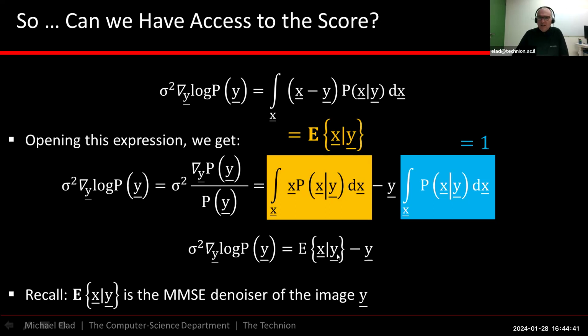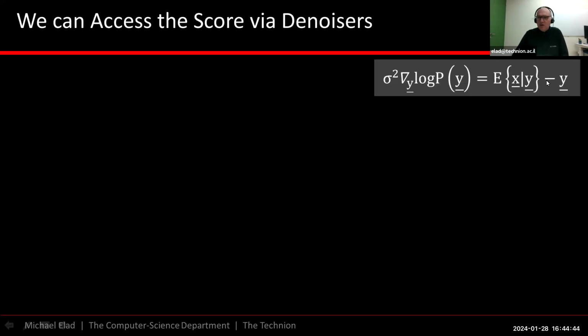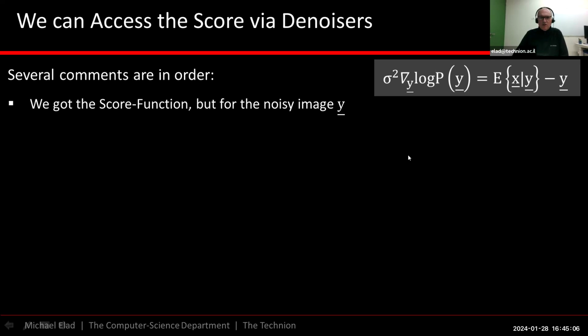Okay? So it's time to wrap up. This is the expression we got. So we have a score function, up to a constant sigma that you can divide by. The score function of the noisy image y is basically: take the image, denoise it, and subtract the image. So basically it's minus the noise that I'm estimating. Okay? Minus the noise that is estimated from the image y based on the MMSE denoiser. So the score function is definitely within reach, but hey, for noisy images.